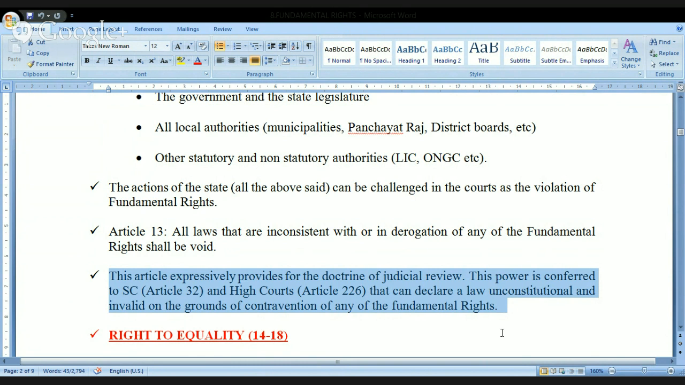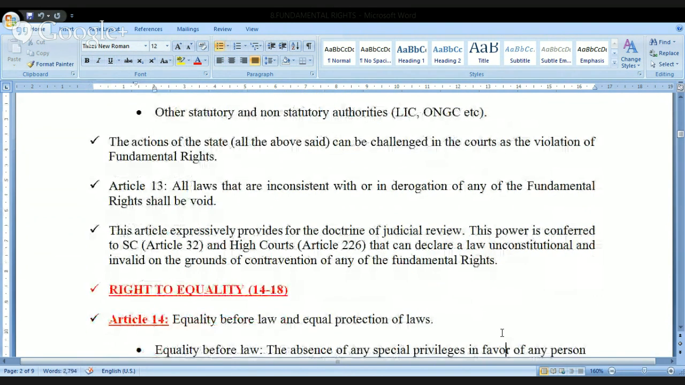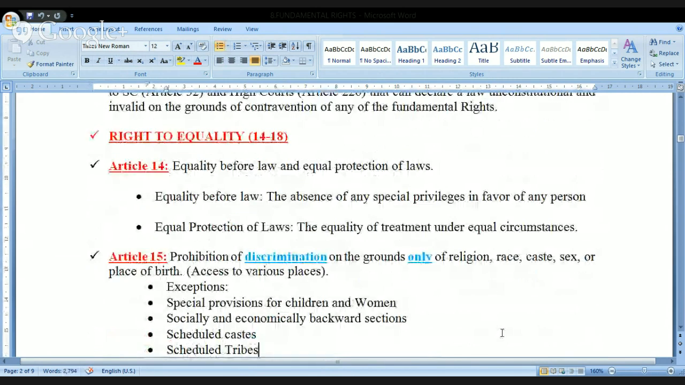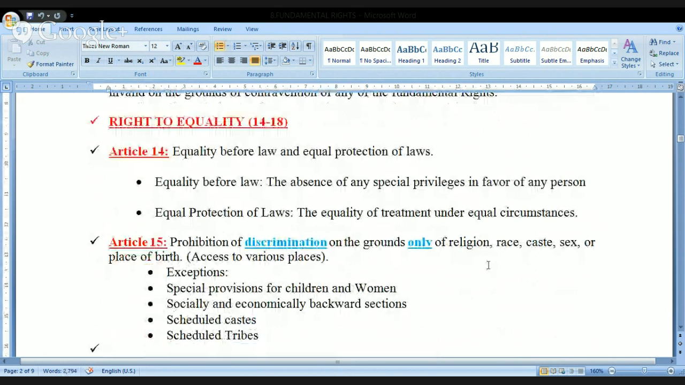Am I clear? Now we'll look into each article here. First one, we'll see the right to equality, where I have 5 articles put together. This is called a right to equality. Am I clear? Now let's try to understand one after the other. Look at this.